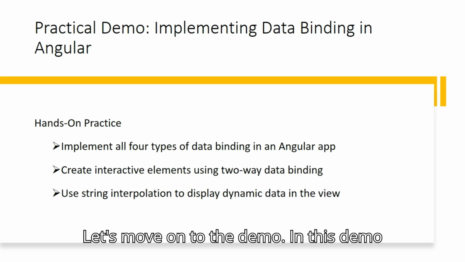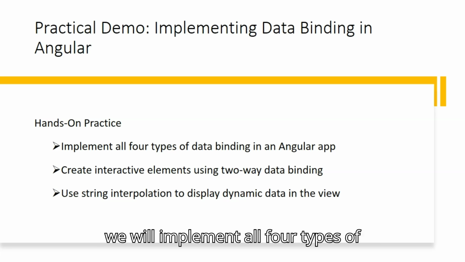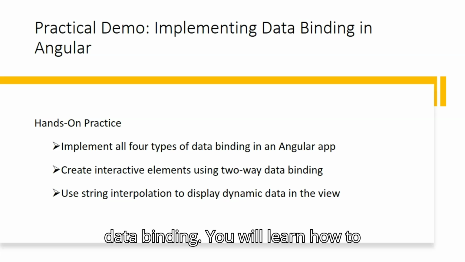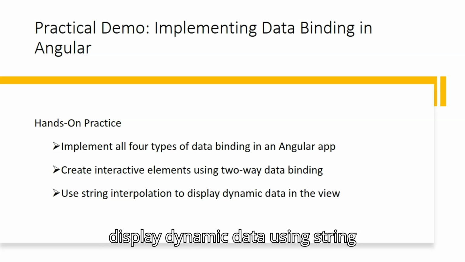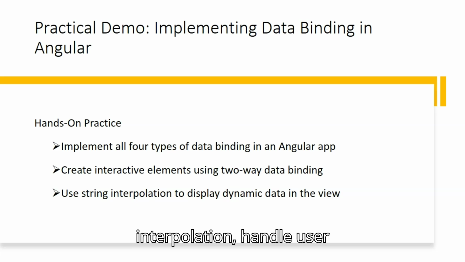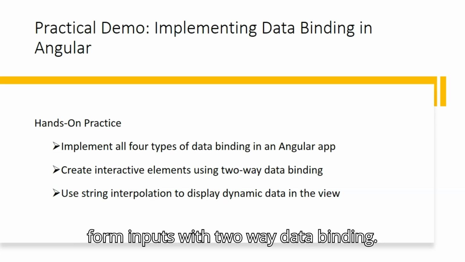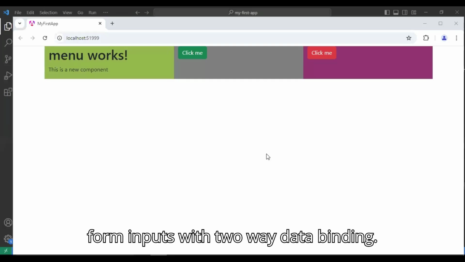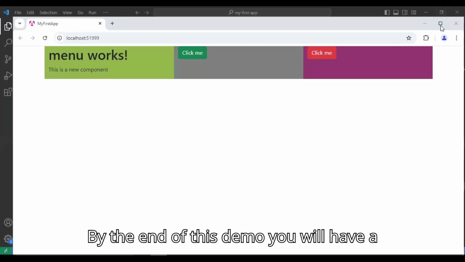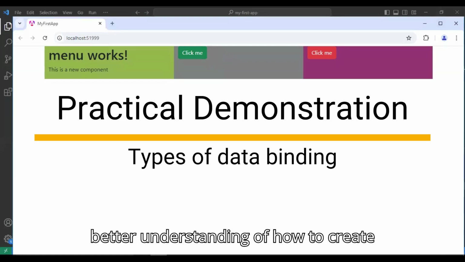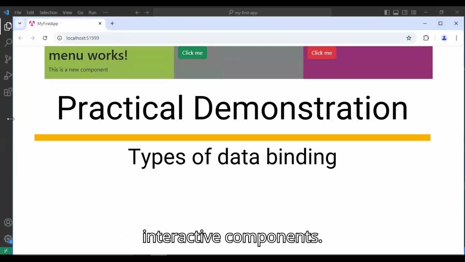Practical demo. Let's move on to the demo. In this demo, we will implement all four types of data binding. You will learn how to display dynamic data using string interpolation, handle user events with event binding, and synchronize form inputs with two-way data binding. By the end of this demo, you will have a better understanding of how to create interactive components.